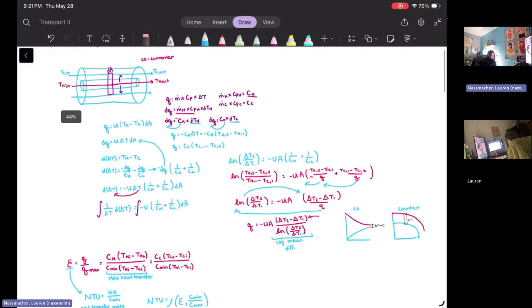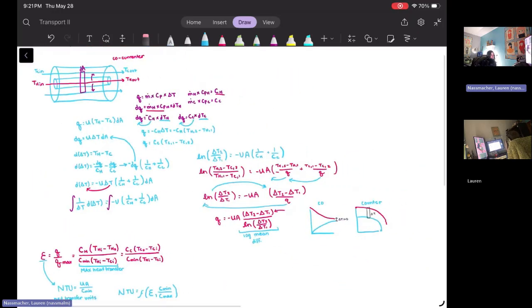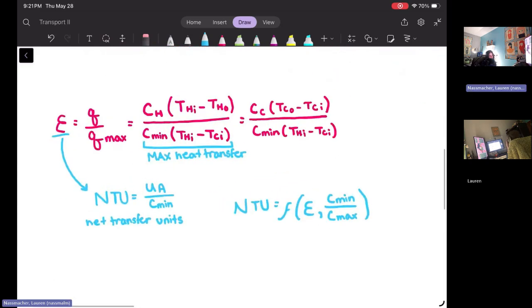Overall, we learned about heat exchangers. We learned about co-current and countercurrent heat exchangers, how to find the heat exchange rate with the log mean temperature difference, and how the countercurrent is sometimes more efficient for the heat exchange rate than the co-current heat exchangers. And we can learn about the efficiency and discover the net transfer units that we want and find the mass flow rate heat capacity that we need for the heat exchanger, depending on what process you're looking for.